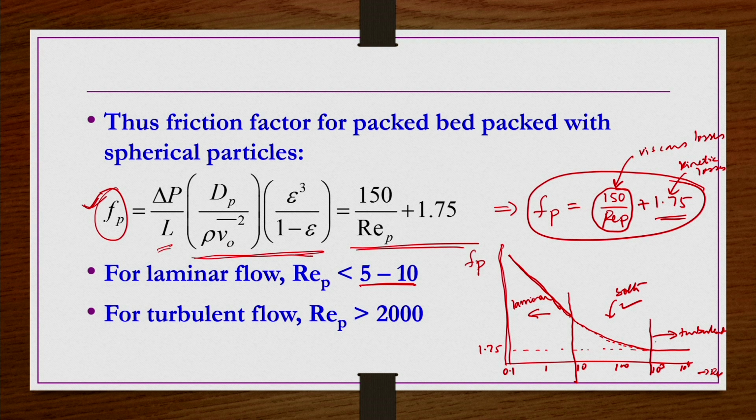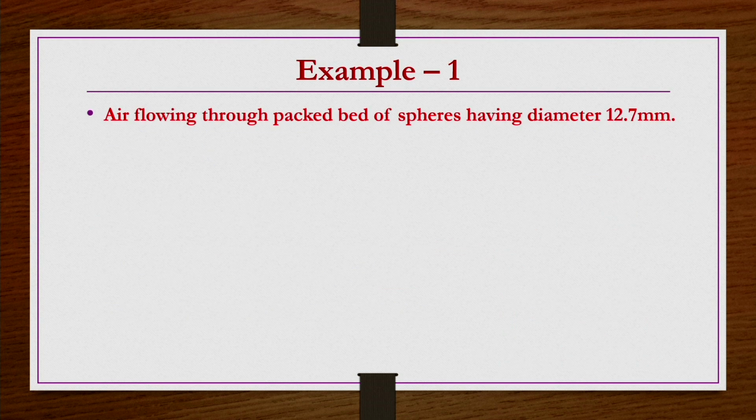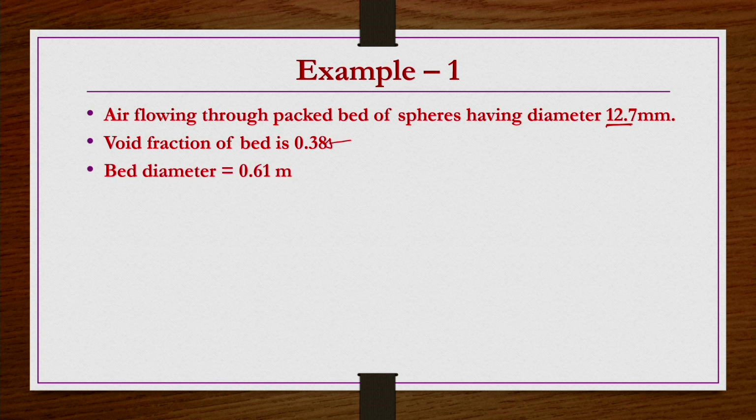Now, we take a few example problems to see how to make use of these equations in order to find the pressure drop of a Newtonian fluid flowing through a packed bed having certain voidage. Example 1: air flowing through a packed bed of spheres having diameter 12.7 mm. There is a packed bed packed with spherical particles of diameter 12.7 mm. The void fraction formed because of this packing is 0.38. The particle diameter is 12.7 mm and the bed diameter is 0.61 m.